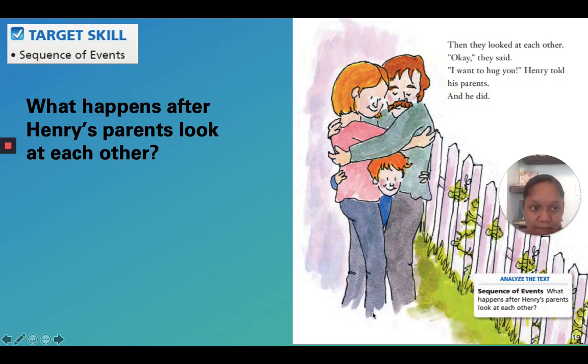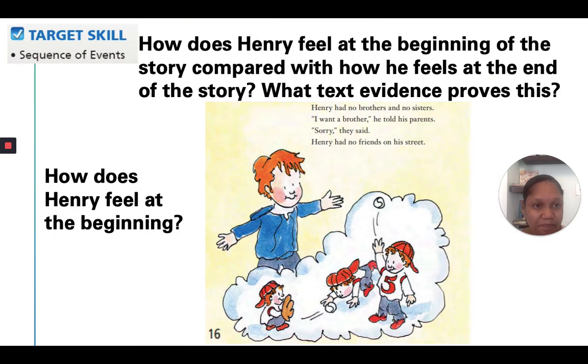Let's do a few more. What happened after Henry's parents look at each other? So we can also use the text to do this, not just the chart. So it says, what happens after Henry's parents look at each other? So going back to the text, did you find where it says that they look at each other? Me too. I found it on top here. It says then they looked at each other. So what happened after? They said, okay, and then they hug, right? We see that in the picture and in the words. All right, let's keep going.